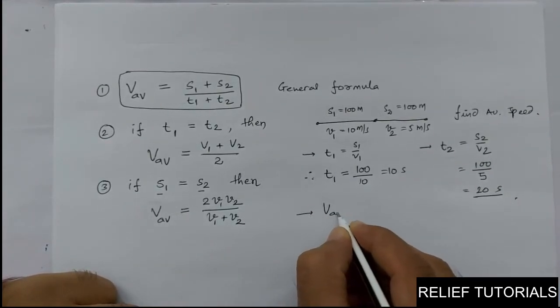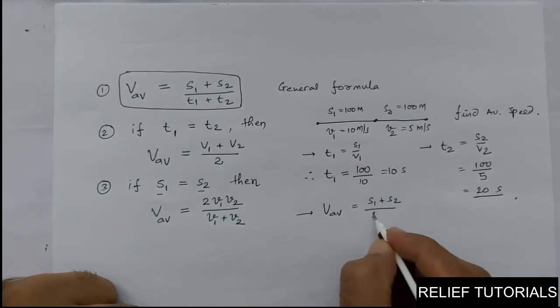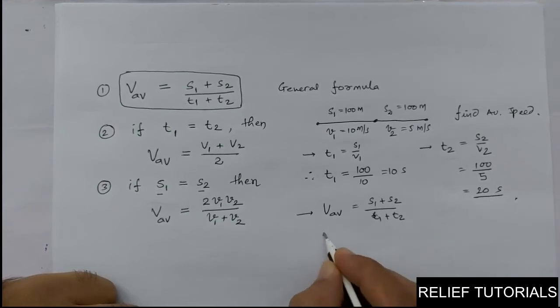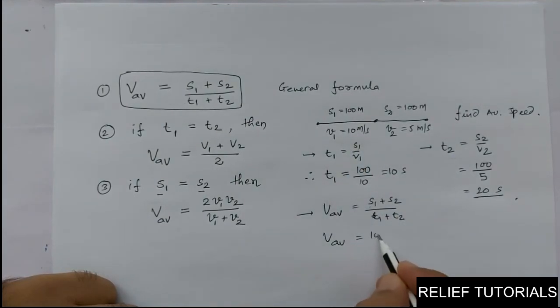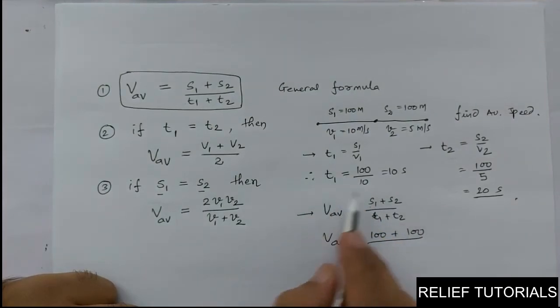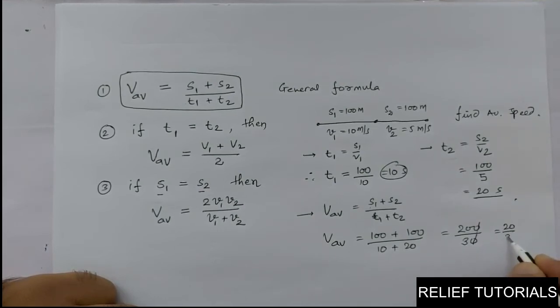So now we can find average speed. VAV is equals to S1 plus S2 upon T1 plus T2. Put the values. S1 100, S2 100 upon T1 we found as 10 seconds plus 20. So 100 plus 100, 200 upon 30, 0, 0 cancel. So let us keep it as it is. 20 by 3 meter per second is the average speed we found.